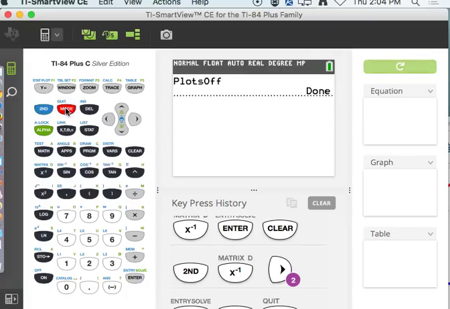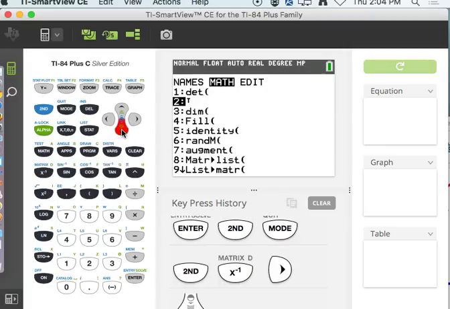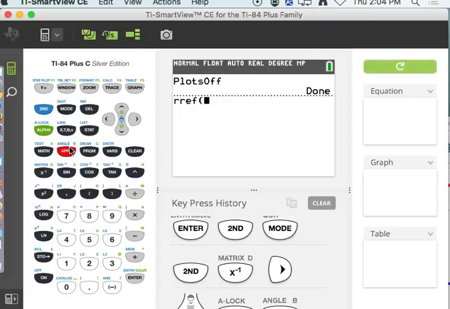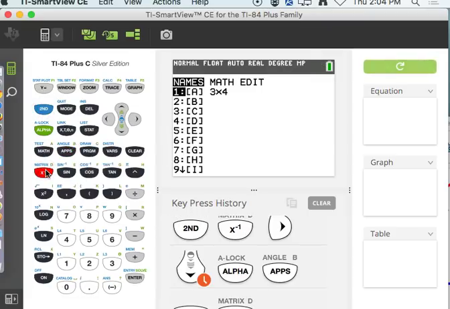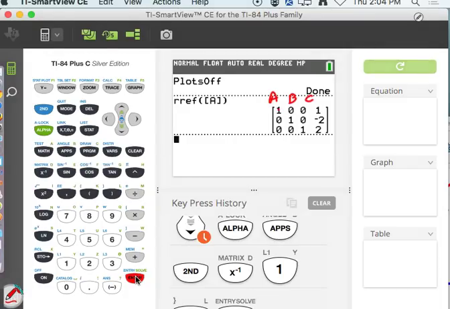So second quit, second matrices, math, and then I'm just going to hit alpha and B to get down to our RREF. And then we do recalling the name of the matrix, second inverse, number 1, finish that off, and there it is. So here's what it's telling us. It's telling us that A, B, C, A is 1. A, B, C, B is -2. A, B, C, C is 2. So A is 1, B is -2, and C is 2.